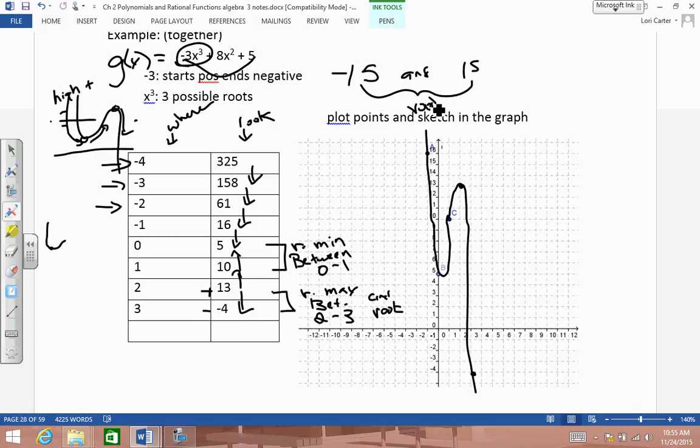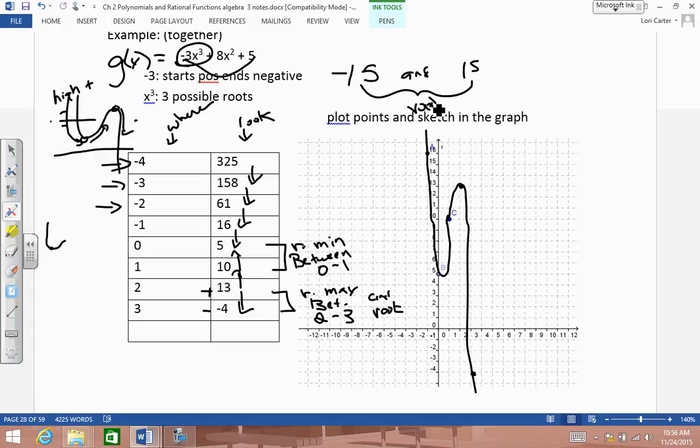I'm just confused on minimum and maximum. Why isn't it necessary? No, it's between 2 and 3. So when you graph, it's between 2 and 3.